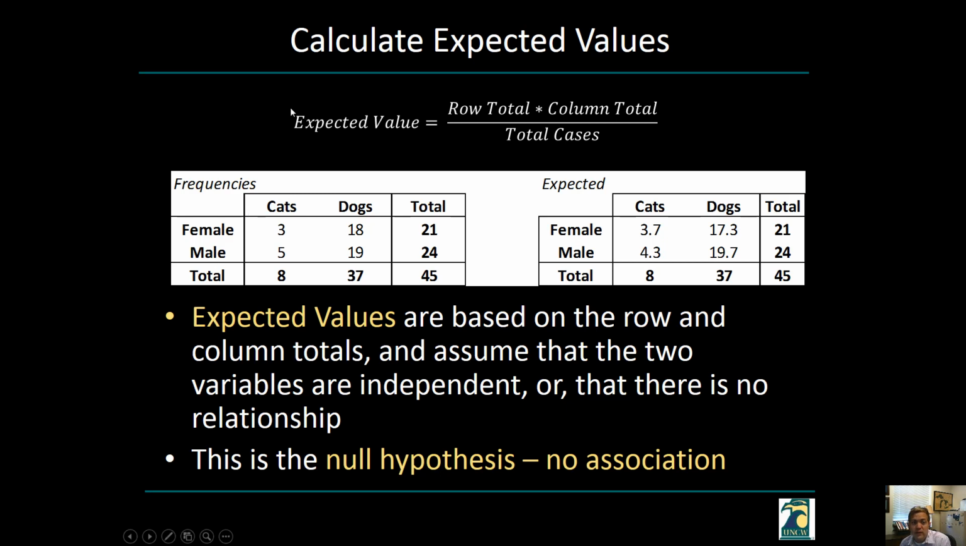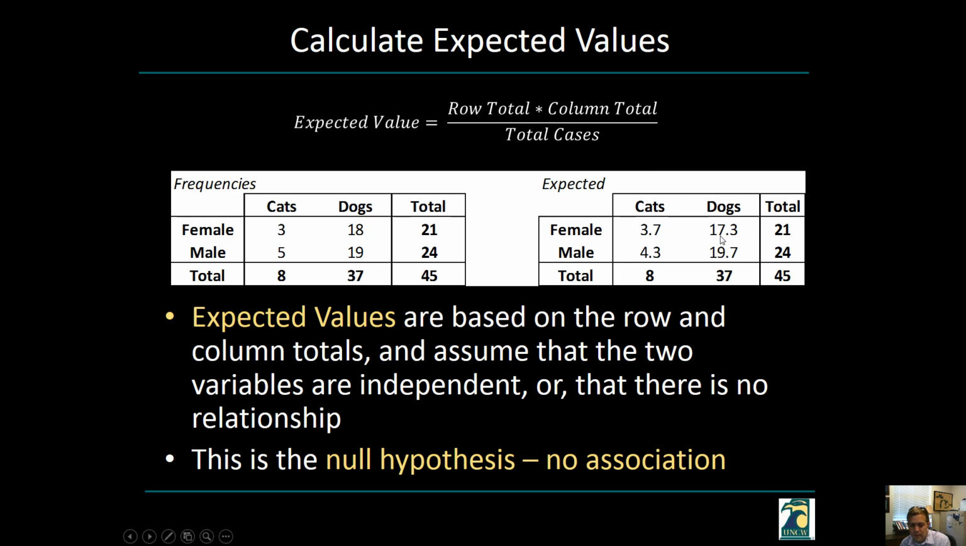And what we do is we need to calculate expected values. And there's a formula for this. I don't plan to ask you to do this, but you take the row total multiplied by the column total and divide by the total number of cases. So if I were to take the row total, 21, multiplied by 8, divided by 45, I would get this number, 3.7. And then for this one, 17.3 is what you get when you multiply 21 times 37 divided by 45. And so you calculate the expected values for all of this.